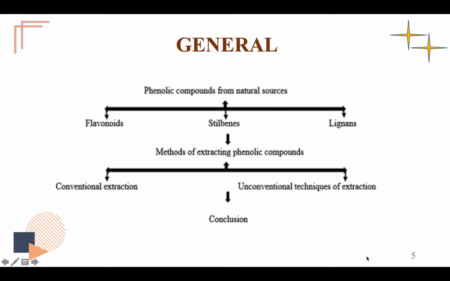Then there are some of the extraction methods of phenolic compounds. The phenolic compounds we take from natural sources, and we divide them into three small groups: the flavonoids, stilbenes, and lignans. Let's move on to the extraction methods of phenolic compounds. We will cover two main techniques: the conventional extraction, and the next is the unconventional extraction technique. After we choose the appropriate method, we will obtain the final product and give the conclusion.